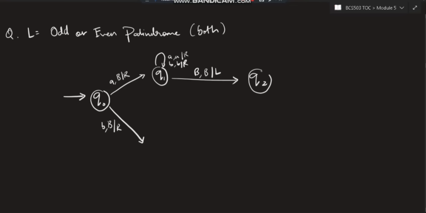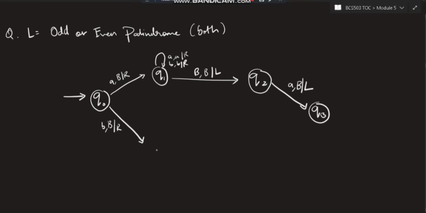And in Q2, when we come back here, since I had started from A, I have to check again here if it is an A or not. In case it is an A, what I will do is A comma B comma L. I'll make the A as B and move to the left. That is Q3 now.